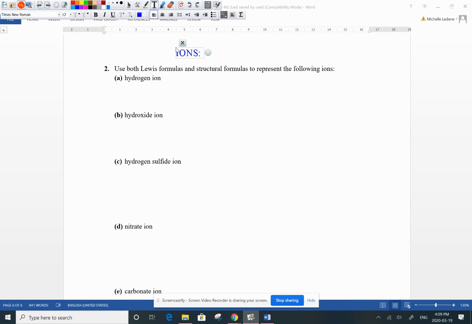So if you have a positive charge, then that means that you have to subtract an electron for each positive from your total number of valence electrons. If your ion is a negative charge, then you are going to add an electron for each negative. So let's try one together.